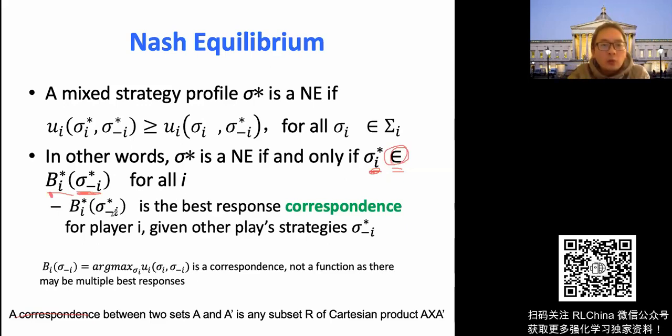So let's have a formal definition of this best response correspondence. It is the best response correspondence of player i, given that the other players play the strategy sigma minus i star.